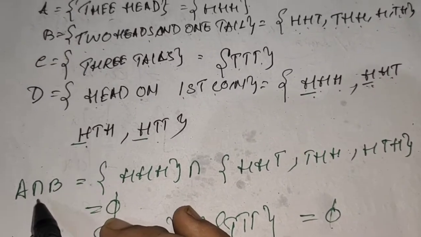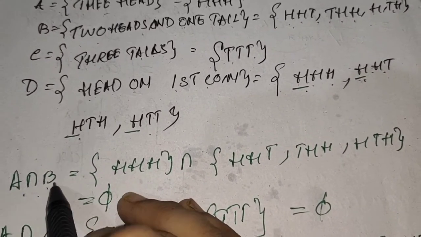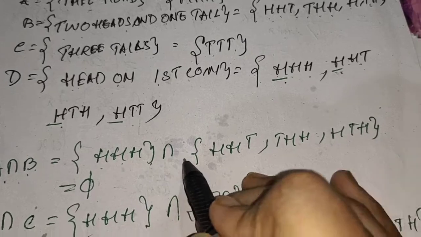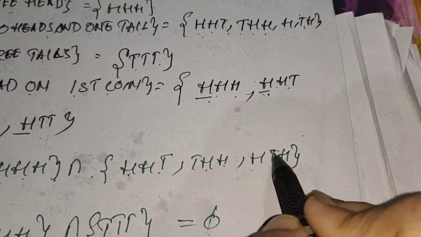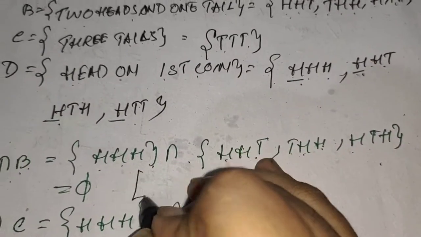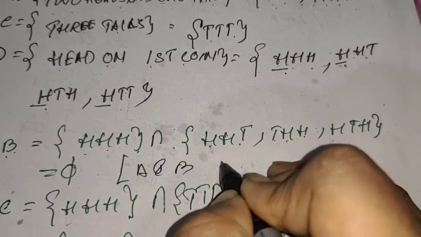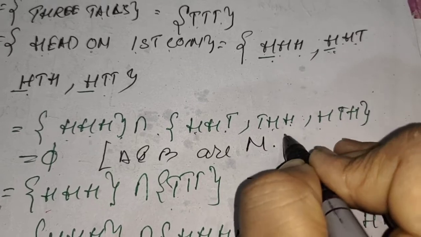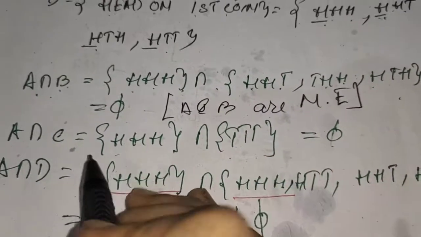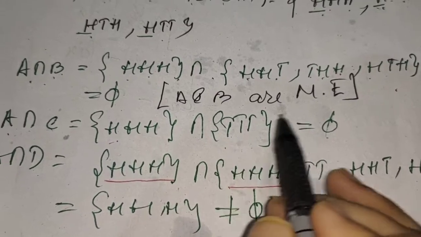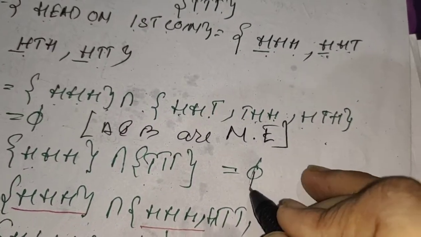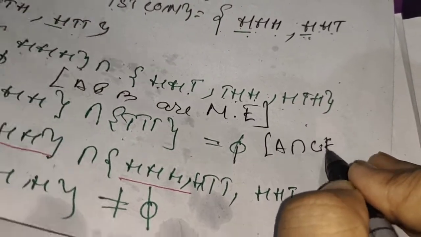Now what will be the value of A intersection B? A intersection B will be head, head, head intersection head, tail, head; head, head, tail; tail, head, head. So it is phi. It means A and B are mutually exclusive. Next one is A intersection C. So it is again phi. So if it is phi, then we can say A and C are mutually exclusive.